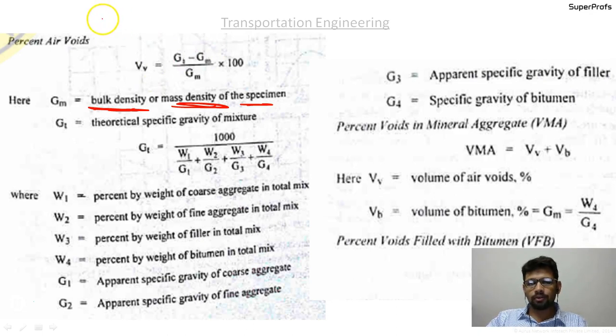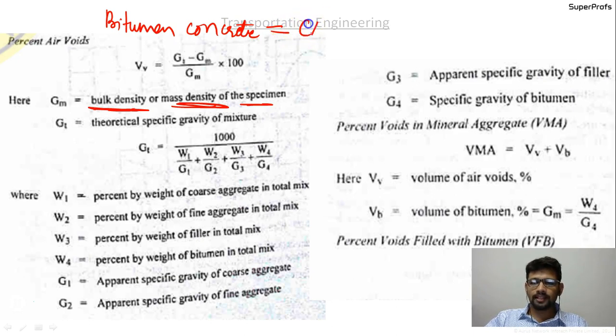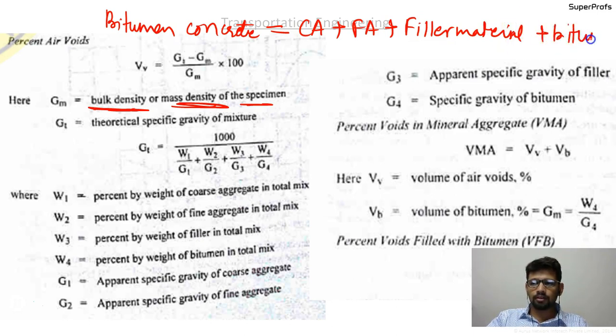We will be discussing everything about the bitumen concrete. Bitumen concrete consists of the coarse aggregate, fine aggregate, the filler material and the bitumen. These are the four important constituents of the bitumen concrete.